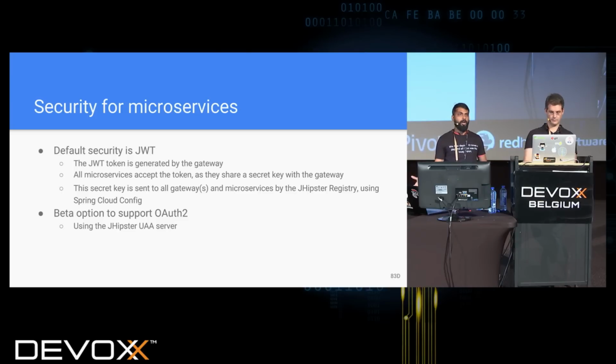There is a beta option to support OAuth2 using a JHipster UAA server. When you generate, you will have the option to select that as well. If you use that, you can have OAuth-based authentication instead of JWT. It is still in beta, but quite promising.